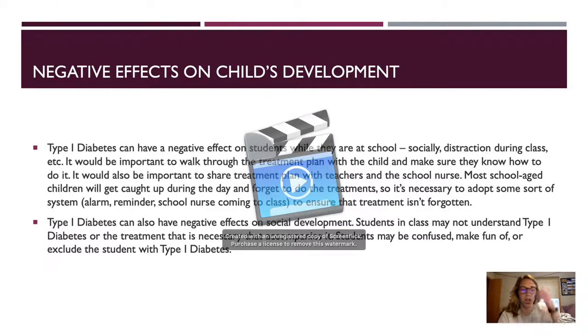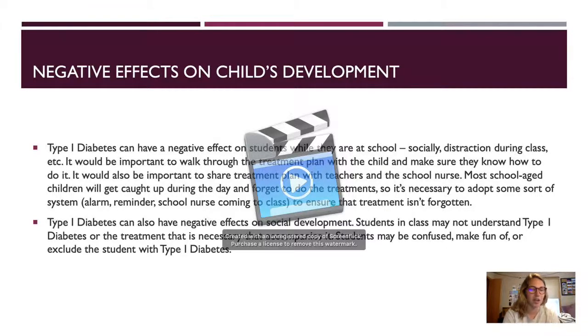Most school-age children will get caught up during the day and forget to do the treatments, so it's necessary to adopt some sort of system, an alarm, a reminder, the school nurse coming to the classroom to get the student, to ensure that the treatment isn't forgotten. The student's treatment plan doesn't pause while they're at school, and their blood sugar is still changing while they're at school, so it's really important to take that into account and to put the correct steps in place so that their type 1 diabetes is really being taken care of while they're at school.